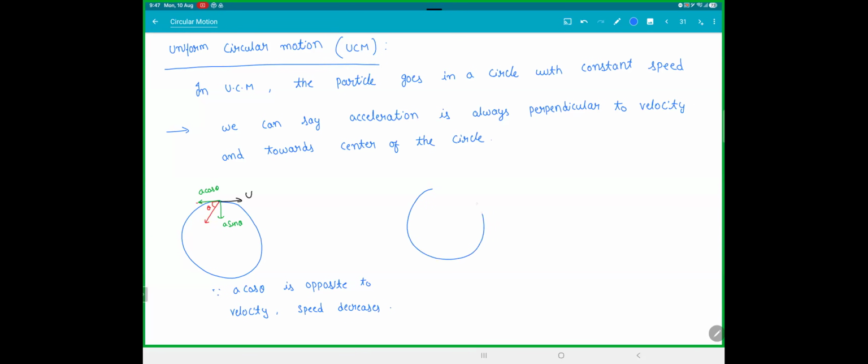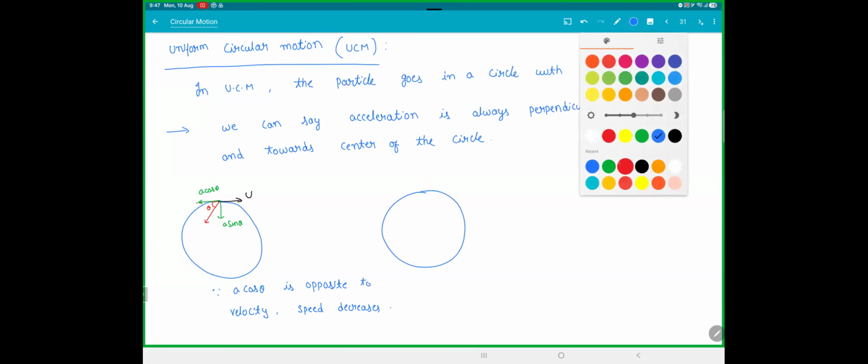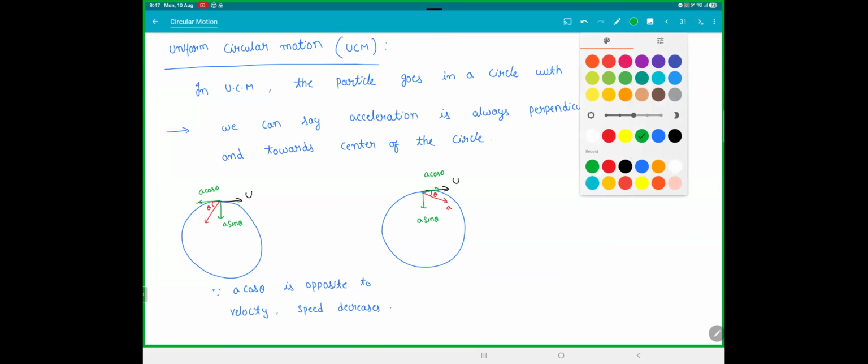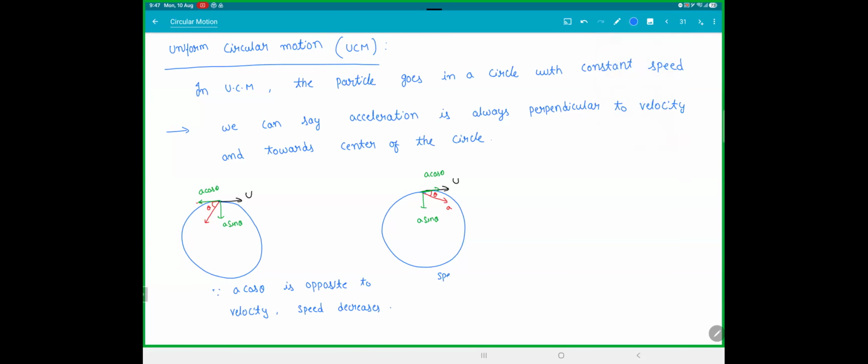The second possibility, the acceleration is this way. Either it is making an obtuse angle or it is making an acute angle. So this component will be a cos theta, and this component will be a sine theta. And here, if you see, the speed increases. So one thing is clear, your speed cannot change. That means you cannot have a cos theta backward or a cos theta forward. That means there's only one possibility. A cos theta must be 0.